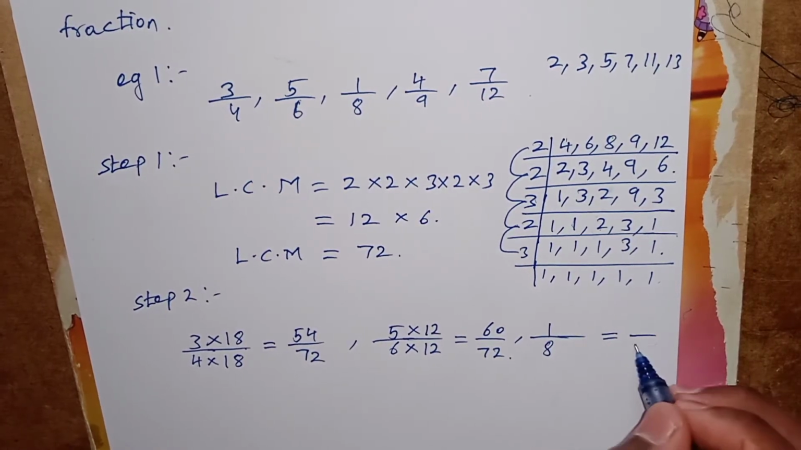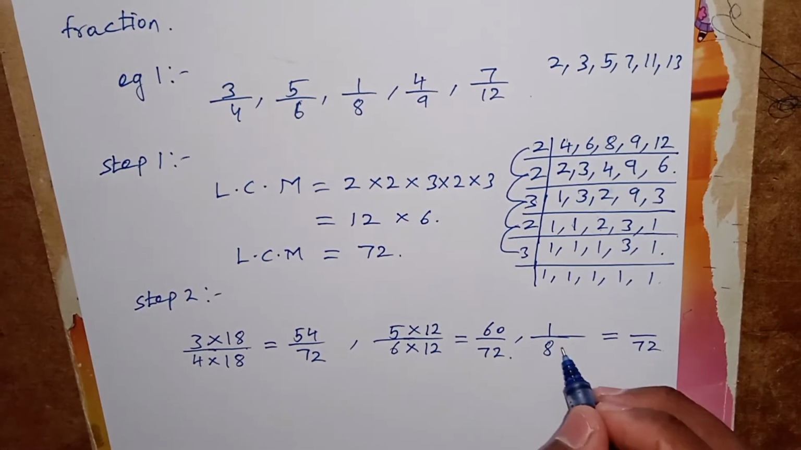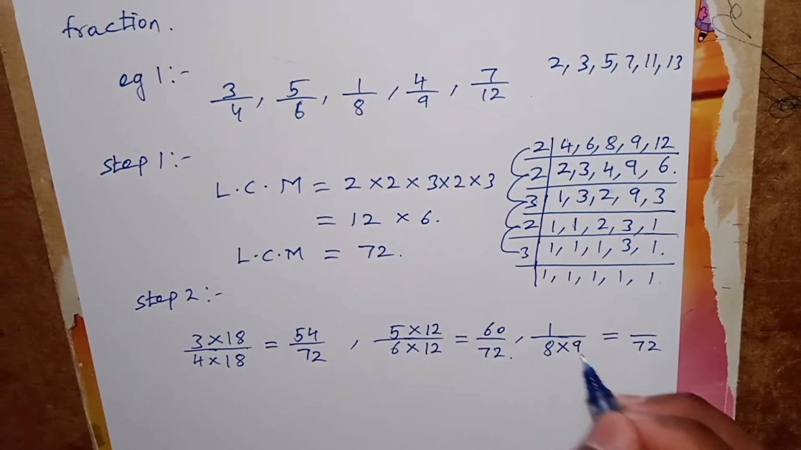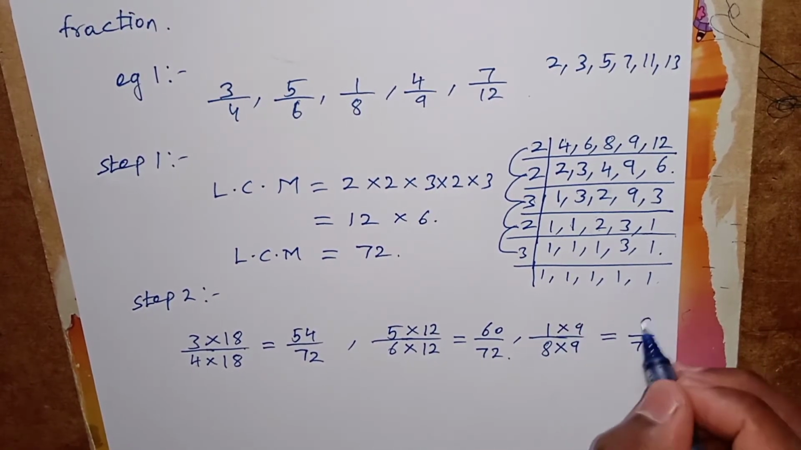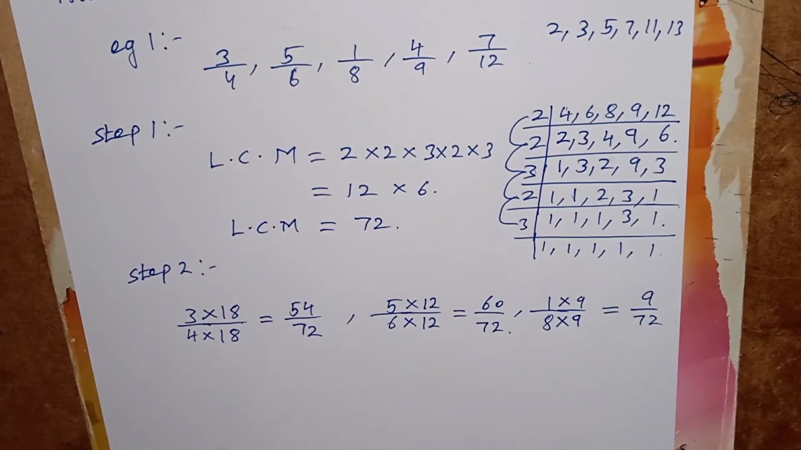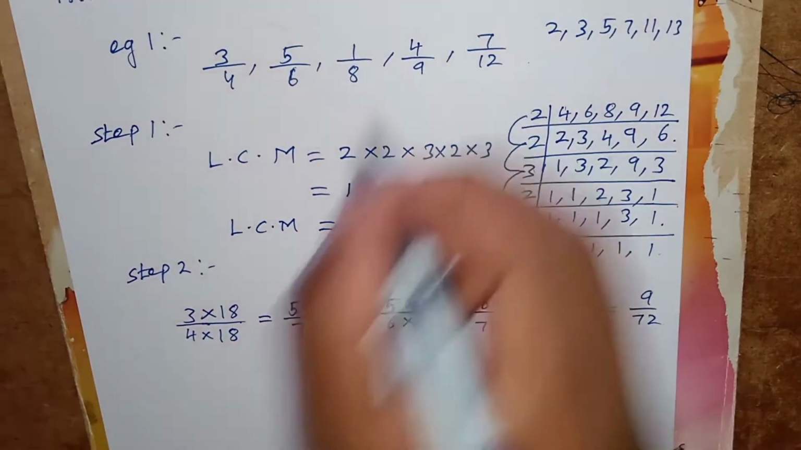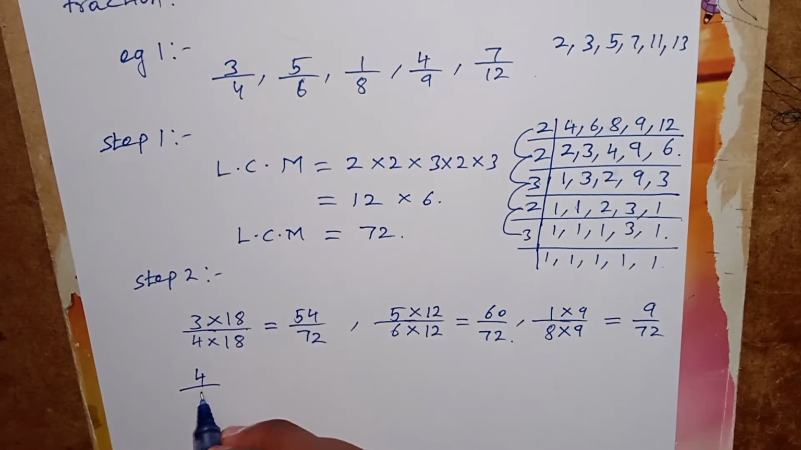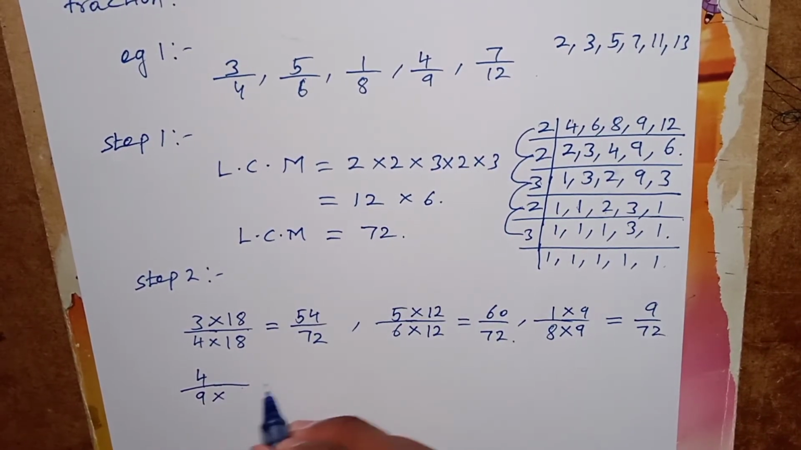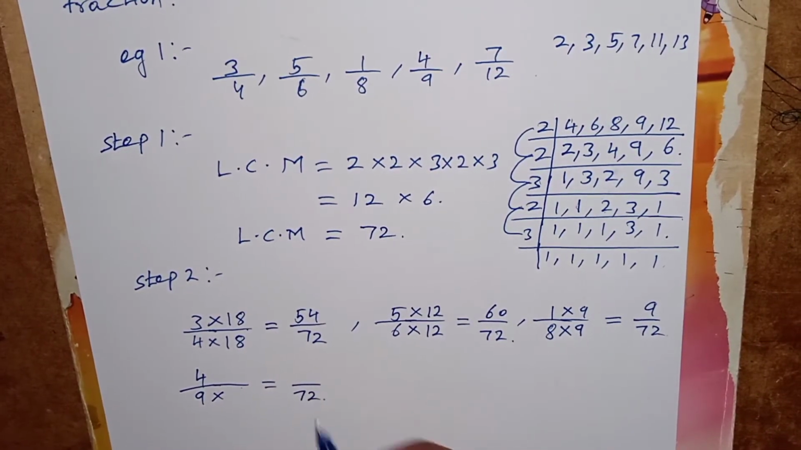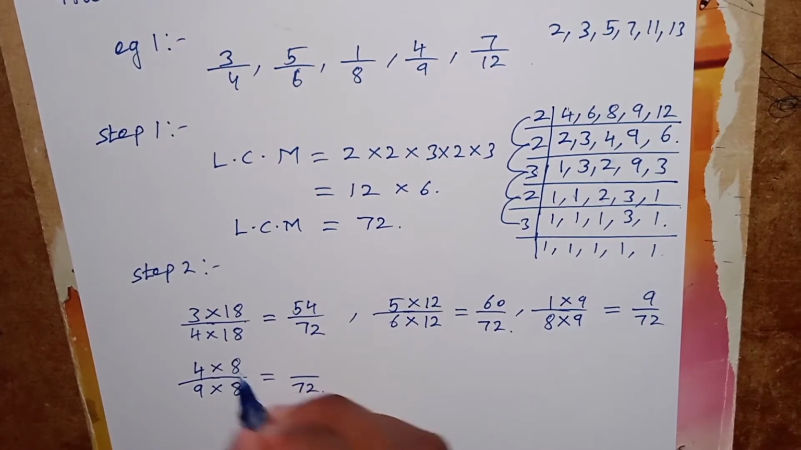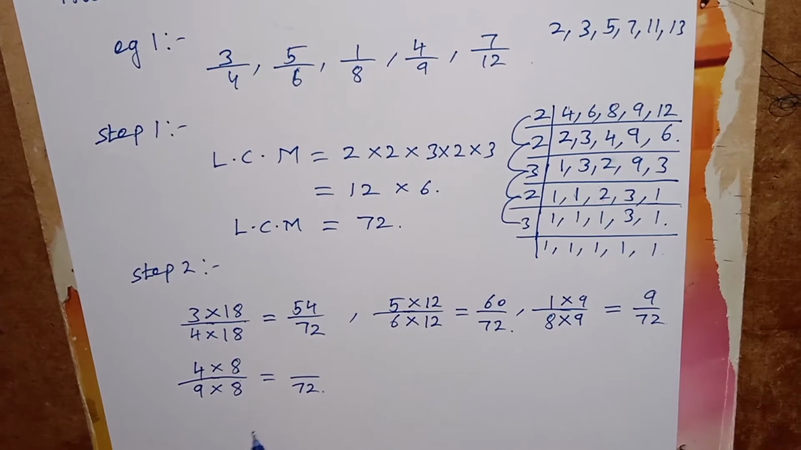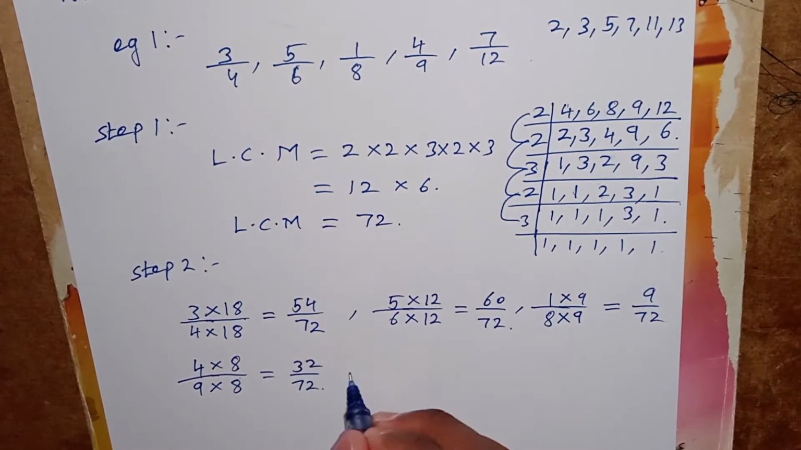Okay, again 1 by 8. Here 72, 8 9s are 72. Therefore in the numerator also you have to multiply. Okay, next here 4 by 9. Therefore here you have to write LCM 72. Therefore 9 8s are 72. Here also 4 8s are 32.